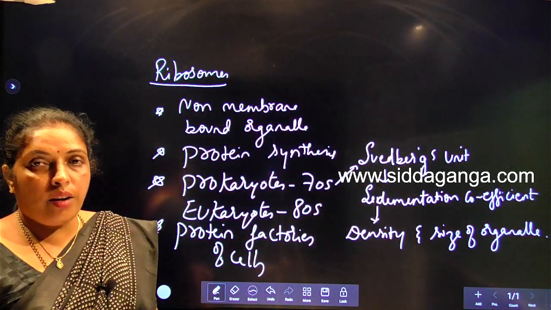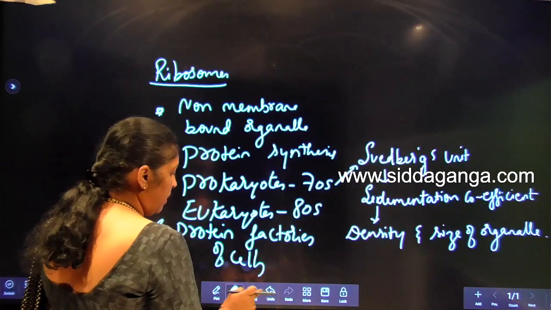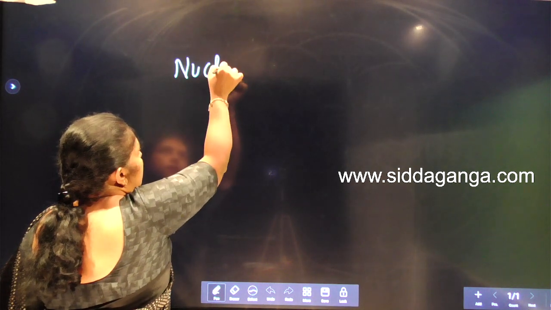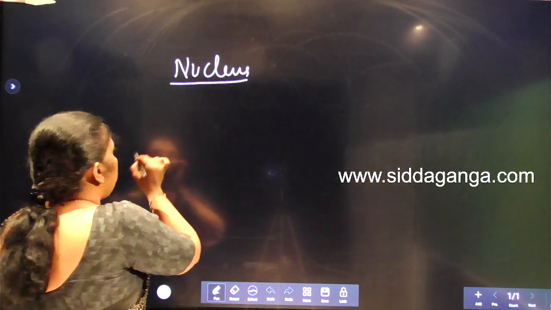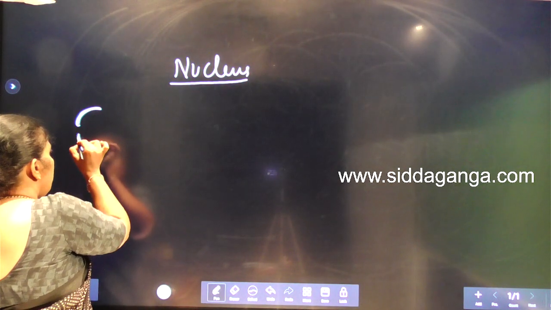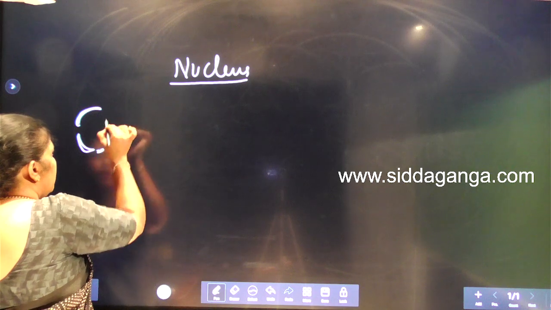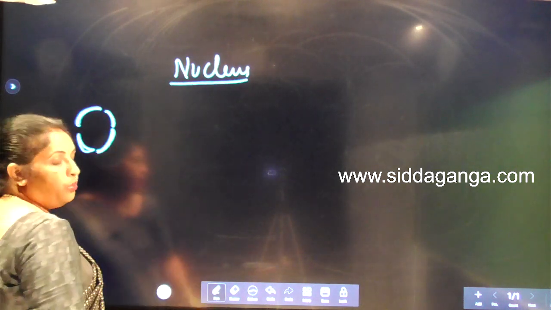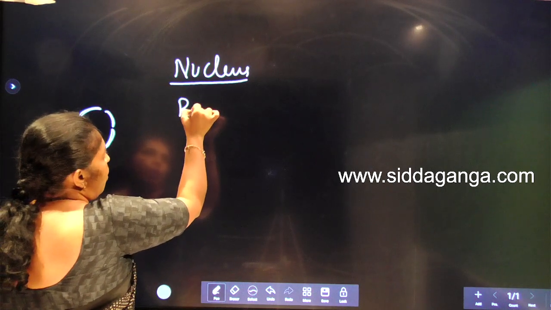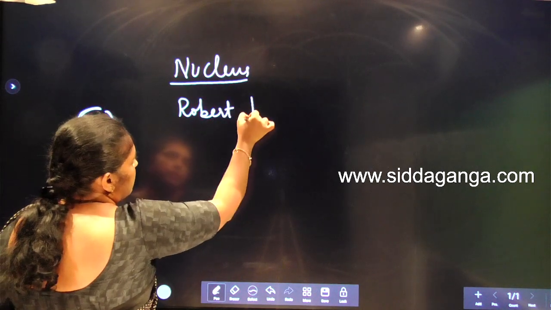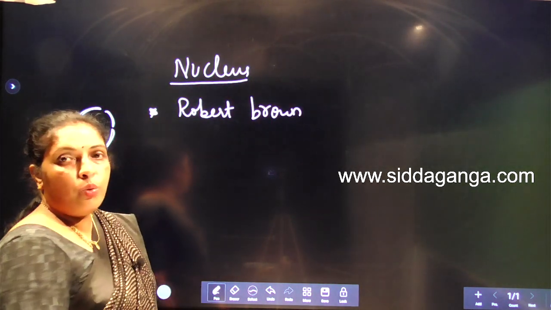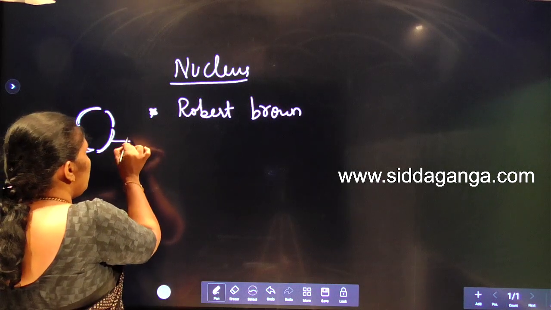This is about ribosomes. Next we'll go with nucleus. We know that in plant cell it is pushed towards the periphery due to the presence of a central large vacuole. So nucleus, Robert Brown discovered the nucleus. Nucleus is surrounded by a nuclear membrane.